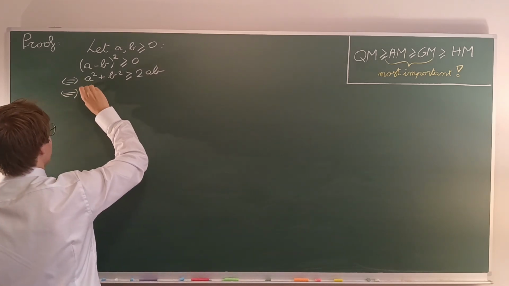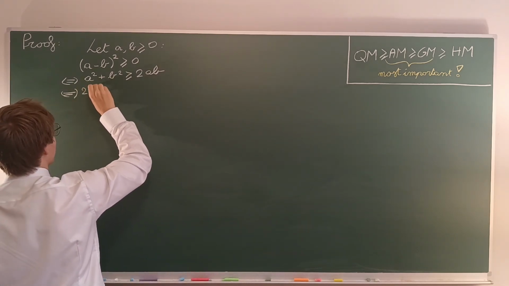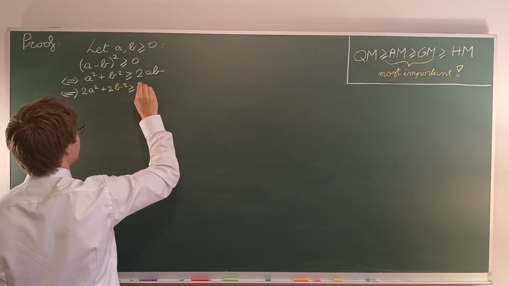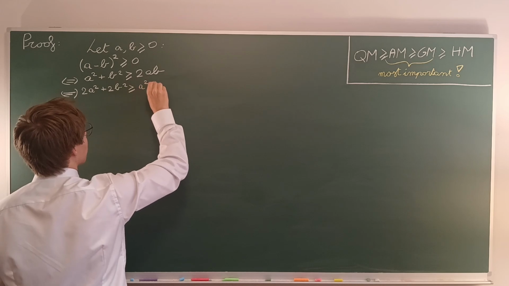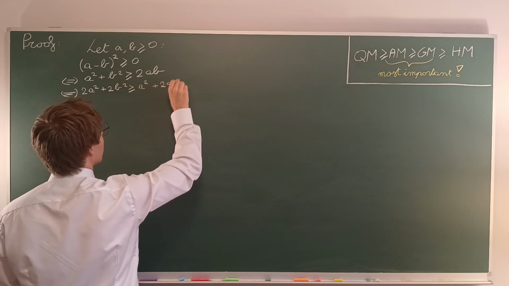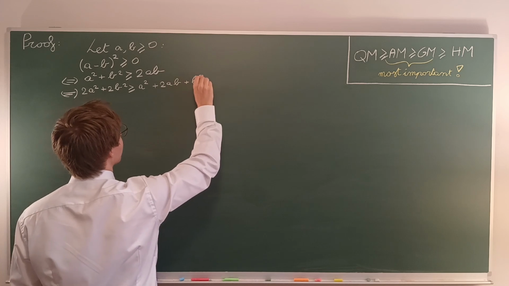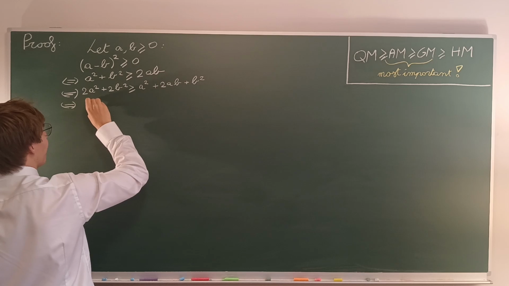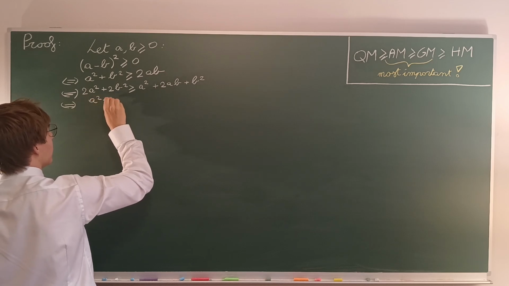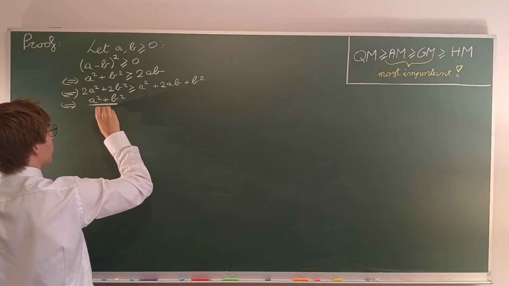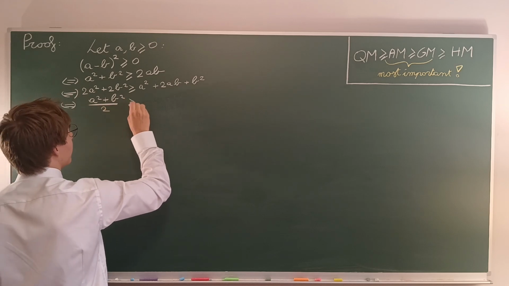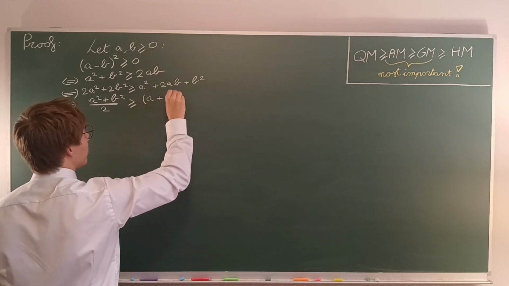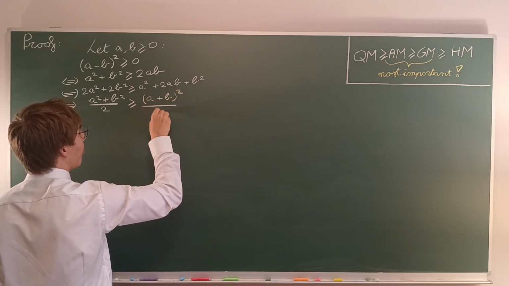This will give that 2A squared plus 2B squared is greater than or equal to A squared plus 2AB plus B squared. Let's now divide the two inequalities by 4. Then (A squared plus B squared) over 2 is greater than or equal to (A plus B) squared over 4.